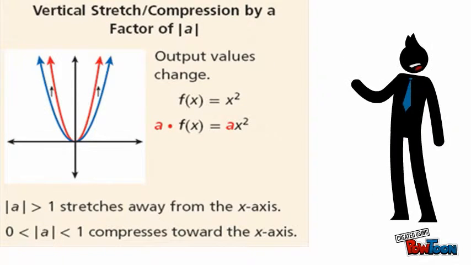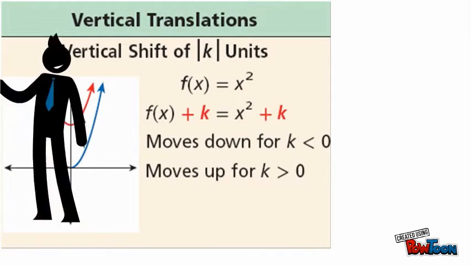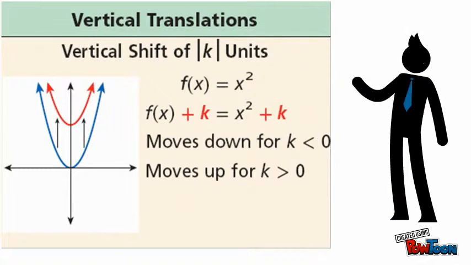If you multiply x squared by a coefficient, it's either going to stretch or compress the parabola. If the a number is greater than 1, then it stretches it or pulls the parabola up. If it's less than 1, it compresses it and pushes it down. To translate a parabola up or down, all you have to do is add or subtract a number to the x squared. If you add a number, it goes up. Subtract a number, it goes down.